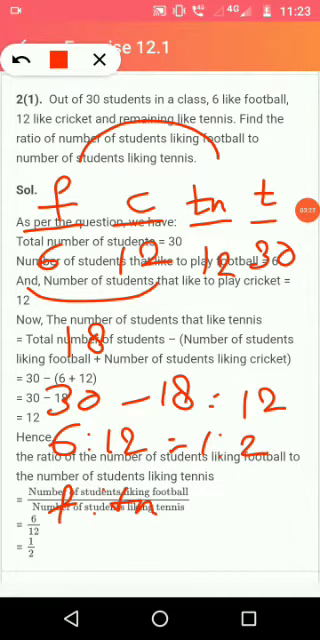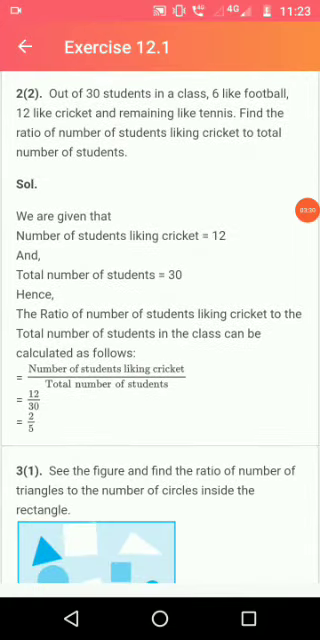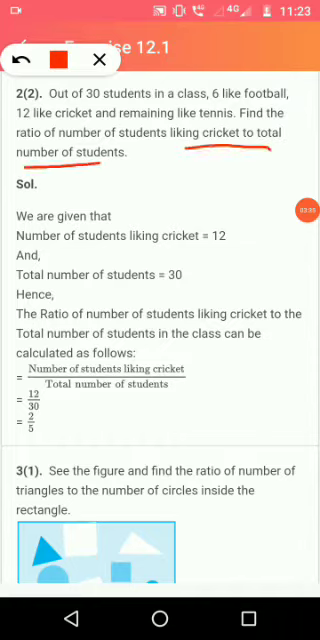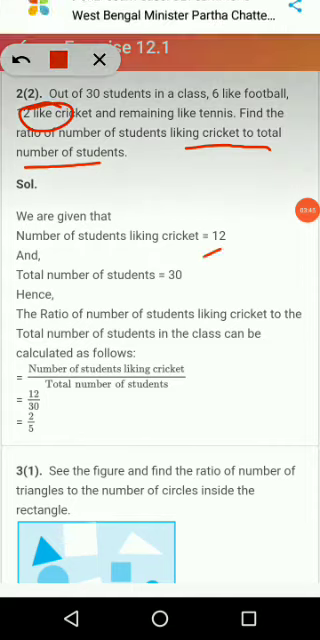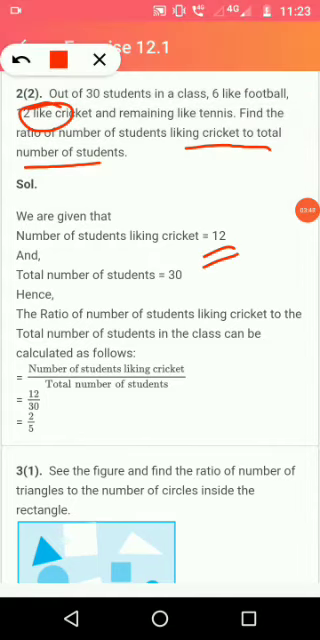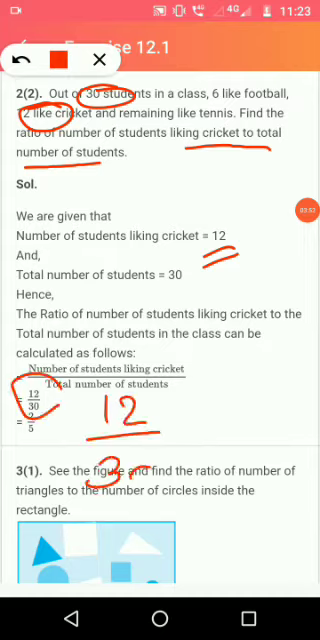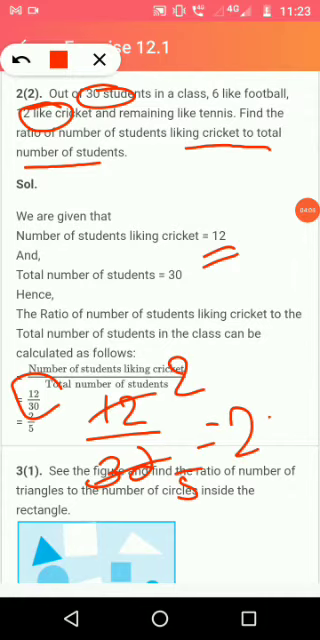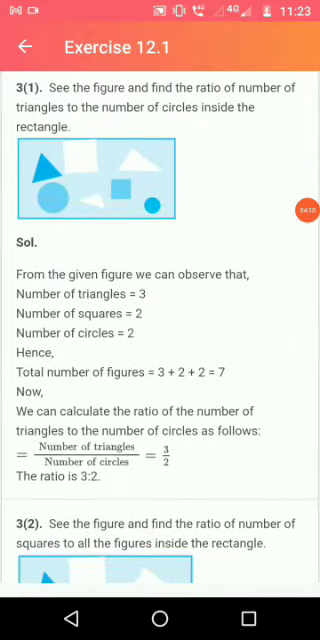Okay? Next question. The same thing I will be writing here. It's written. So, next find the ratio of cricket to total number of students. So, people liking cricket was how much? 12. So, 12 is to total number of students are how much? Total number of students is 30. So, it is 12 is to 30. 12 by 30. Cancelling with 6. 2s are 12. 6 5s are 30. 2 is to 5. Okay? Clear?